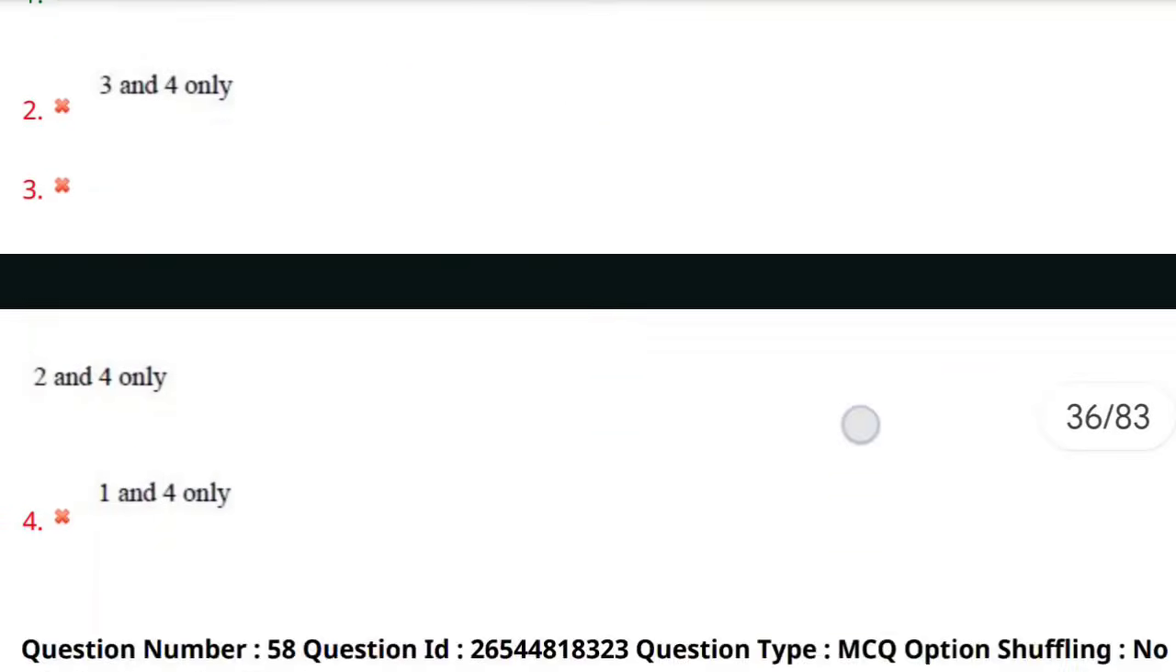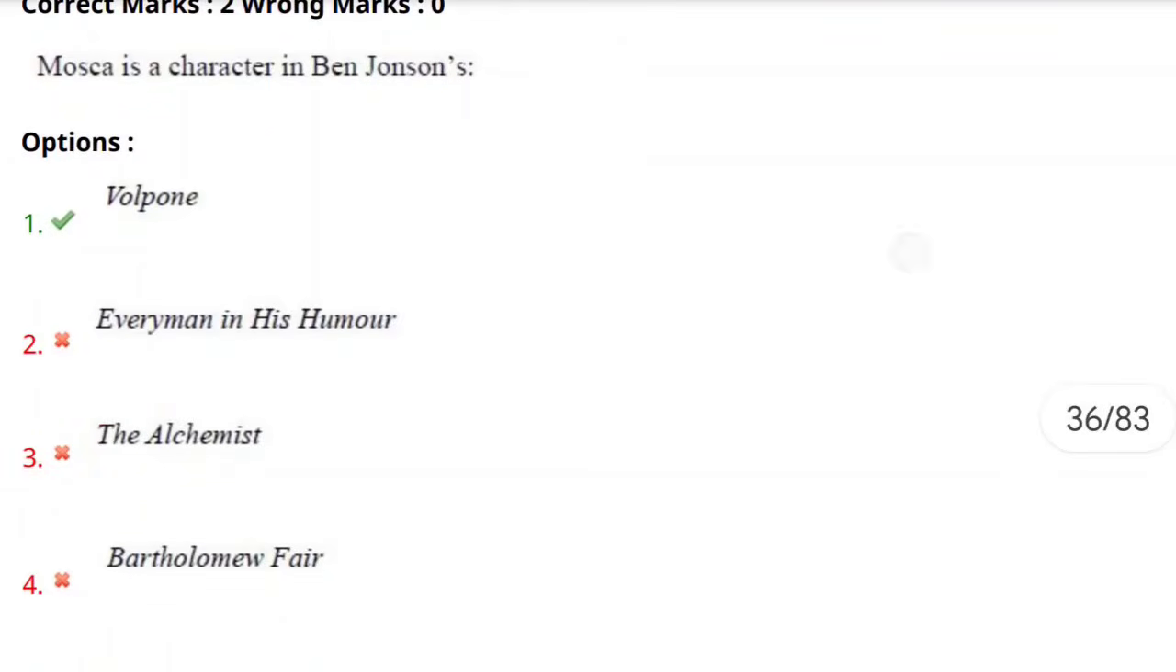As we move forward, in the next question, Mosca is a character in Ben Jonson's. Here they are asking about a character from the work of Ben Jonson. The options are Volpone, Every Man in His Humour, The Alchemist, and Bartholomew Fair. The beauty of this question is that you can get access to the works of Ben Jonson, especially the major works. In the TG SET exam they mention only the major works, and you will get questions only from the major works.